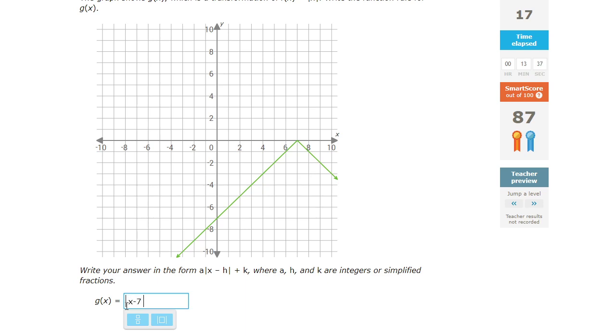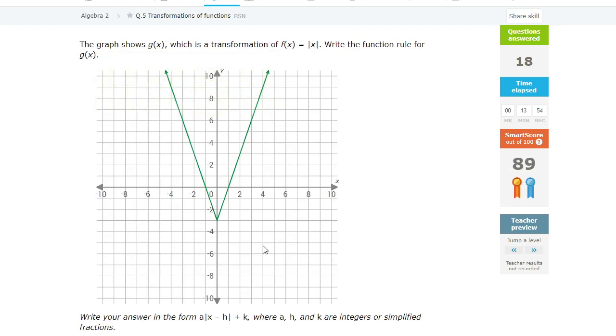So x minus 7. And then, again, we said that it was reflected across the x-axis. And look at your transformations guide. That means the negative is in front of the function, like I wrote it there. And that's it. No plus or minus outside, because it wasn't shifted up or down. Okay. Last question. So this one has been shifted down 2, right?